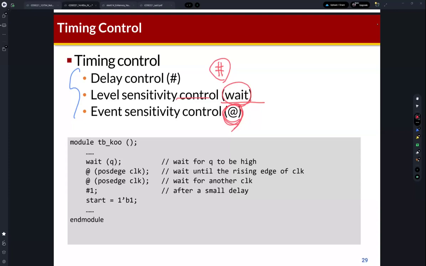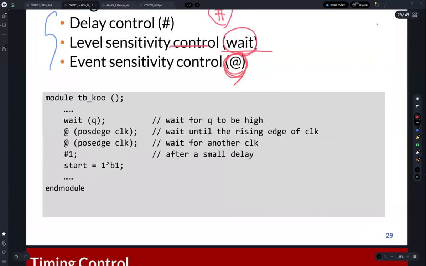So let's see an example. In this example, I use the wait, which is the level sensitivity timing control. I use the at symbol, which is the event sensitivity control. Then I use the sharp and a number, which is the delay. So what does that mean? Let's see the meaning of these statements.